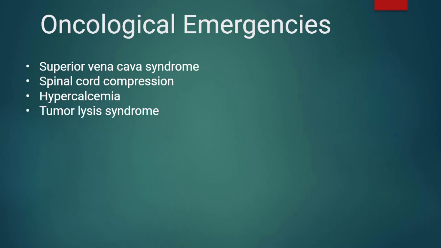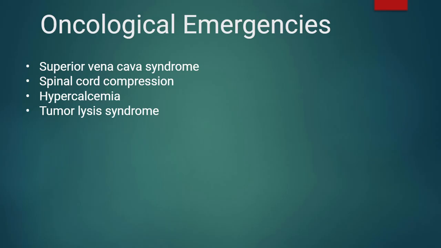Cancer patients can sometimes develop oncological emergencies. These are life threatening complications that require immediate recognition and action. The first is superior vena cava syndrome. A tumor in the chest can block blood flow through the superior vena cava. This causes swelling of the face, neck, and arms and difficulty breathing. It's a medical emergency. Next is spinal cord compression. When a tumor presses on the spinal cord, it can cause back pain, numbness, weakness, or even paralysis. Quick treatment is needed to prevent permanent damage.